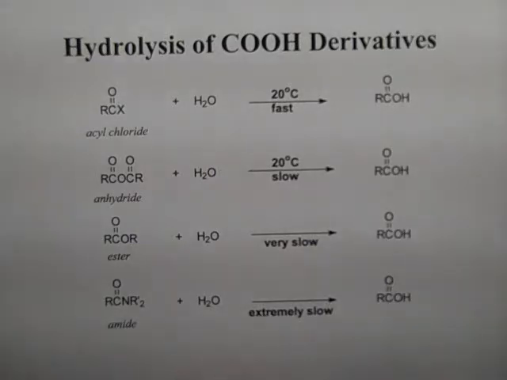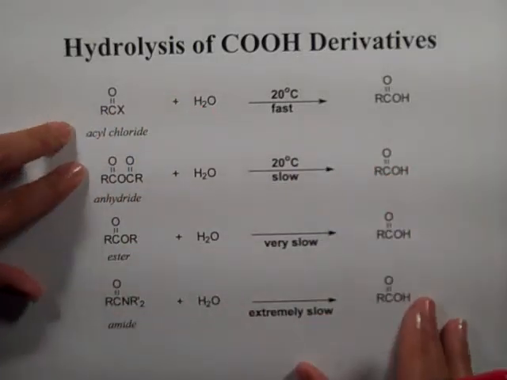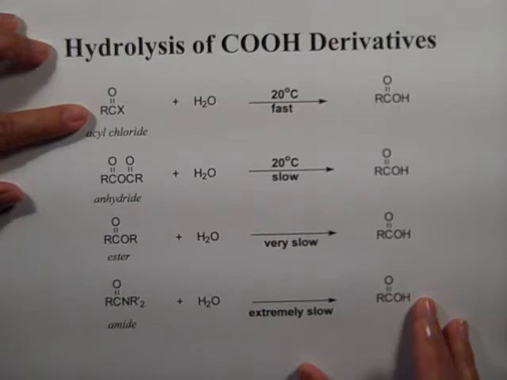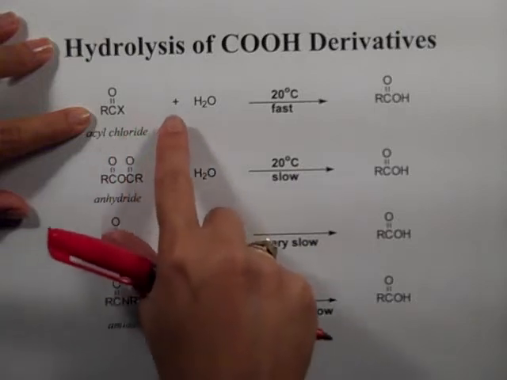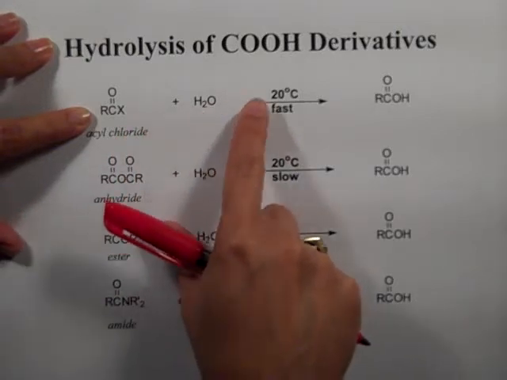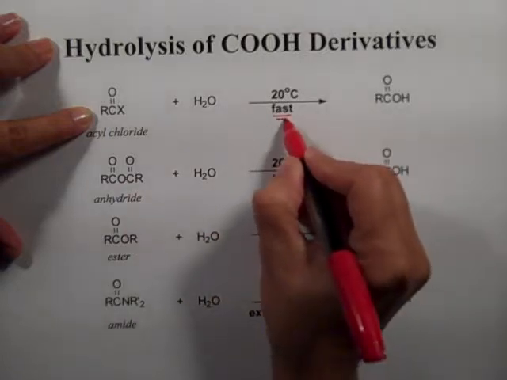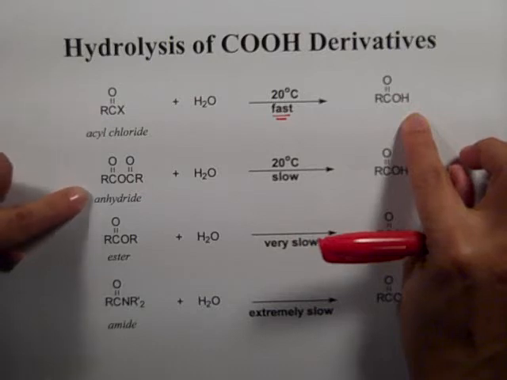Now all the derivatives of carboxylic acids can be converted back to the carboxylic acid, and this is basically what we have. Here's our derivatives of carboxylic acid. At the very top I have the acyl chloride. That's going to be our most reactive carbonyl, and we can prove that because in the hydrolysis with water, if we do it at 20 degrees Celsius, the reaction is going to be fast. Notice I get the carboxylic acid.